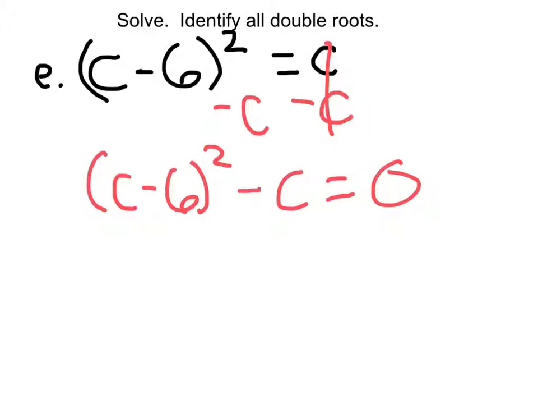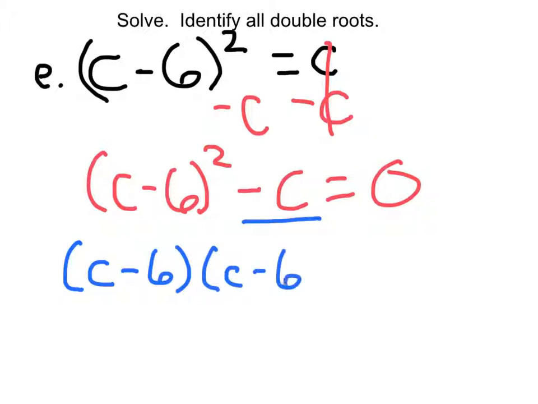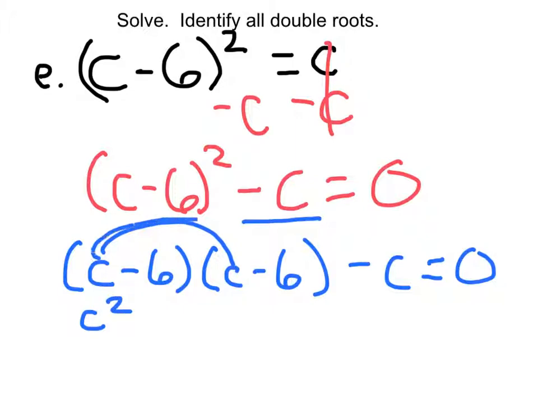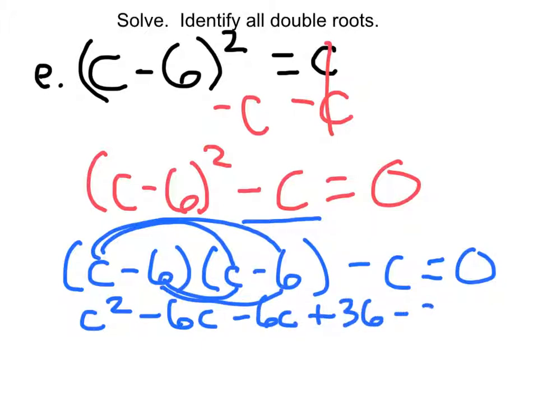Okay, once again, this is not in the parentheses, so I can't set each one equal to 0 yet and solve it. So what I'm going to have to do is write this (c minus 6) squared out as (c minus 6) times (c minus 6), minus c equals 0. Now, once again, I'm going to have to FOIL, so I get c squared minus 6c minus 6c plus 36 minus c equals 0.